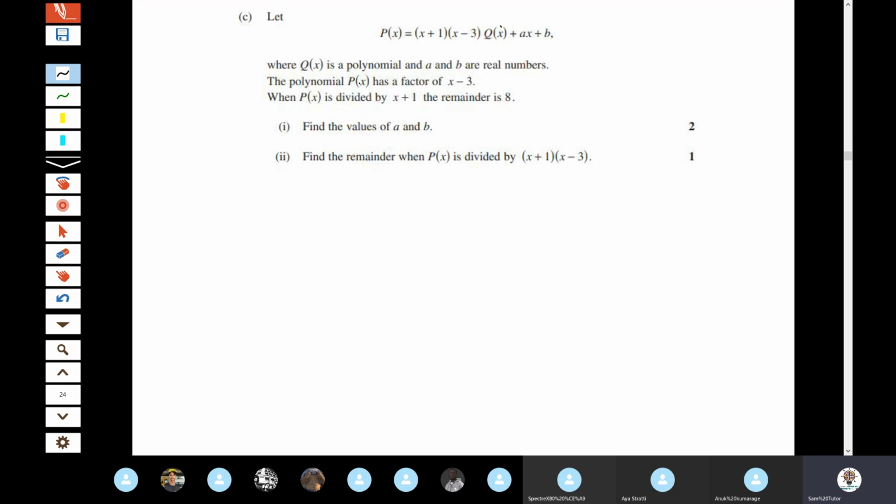The polynomial has a factor of x minus 3. What does that mean? That means P(3) equals 0. When P(x) is divided by x plus 1, so P(-1), the remainder is 8. Find the values of a and b. I think you know what you've got to do. You're going to sub it in. And eventually you should get a simultaneous equation. Good luck. And then find the remainder when it's divided by this. I'll leave it with you guys again for another 2 minutes. Try to see if you can get it out.